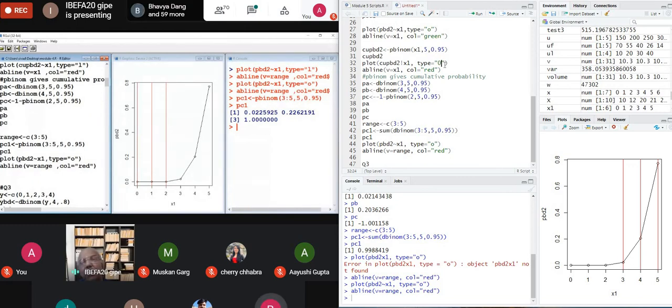So we can use P binom 5 minus P binom 3. Is it really the same answer? That is algebra. I am asking for this output: P binom 3 to 5, 0.95. What is the first probability I am getting?